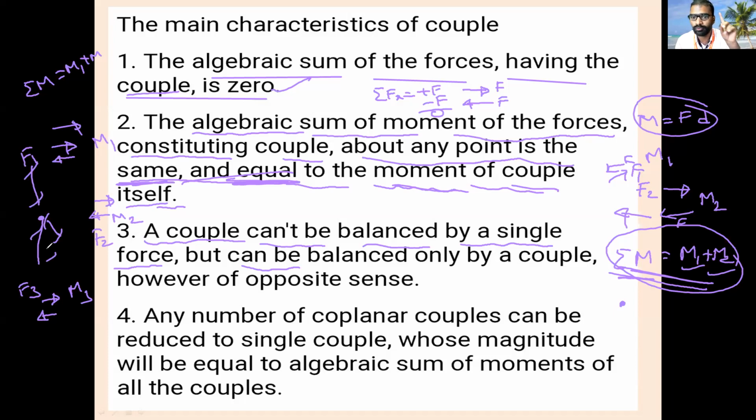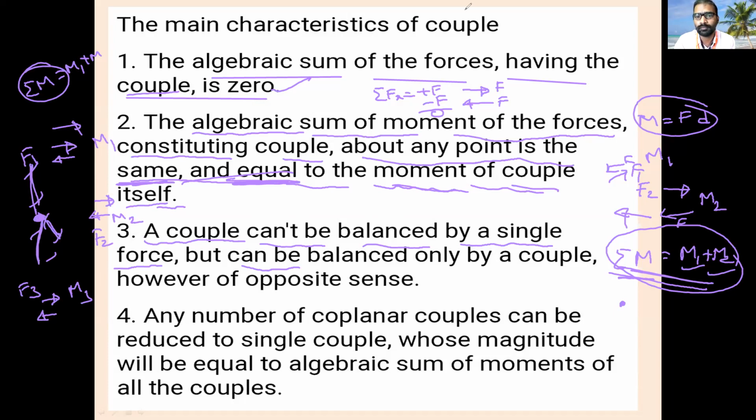The algebraic sum of moment of all the forces constituting a couple about any point is the same and equal. The algebraic sum of the moments of the couple, that is equal to M1, M2, M3, which is equal to either F1 into D1, either do it directly with respect to about this point, this point, this point, and this point. That is equal, the same. Clear?